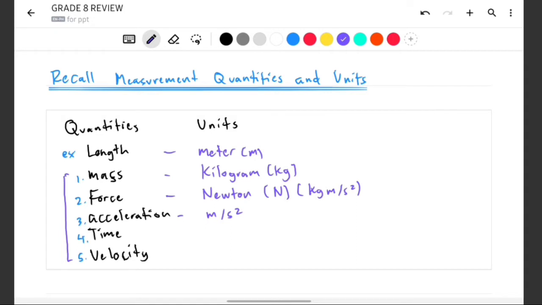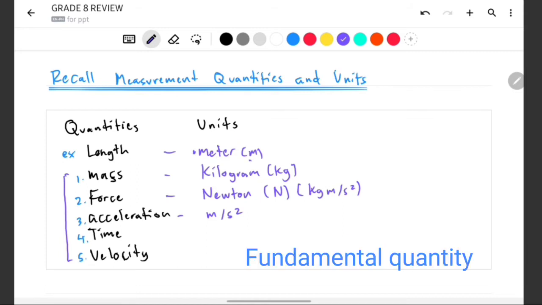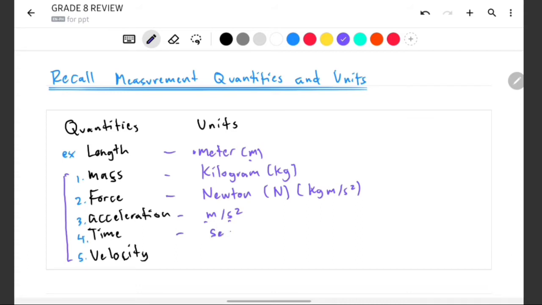Because it is a derived quantity. Unlike meter, meter is a fundamental quantity kasi mag-isa lang siya, meter. Kapag acceleration naman, meron tayong meter which is for length and second. Para saan yung second? Para sa time. Very good. Seconds, or small letter s.